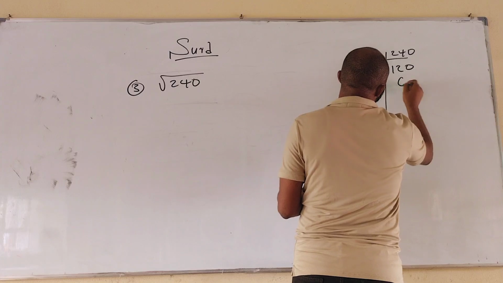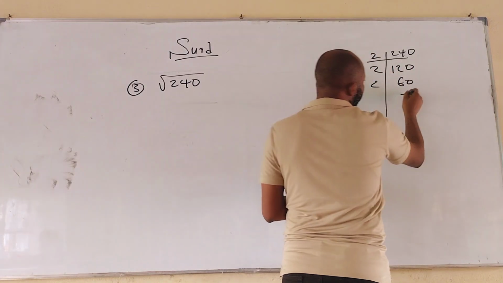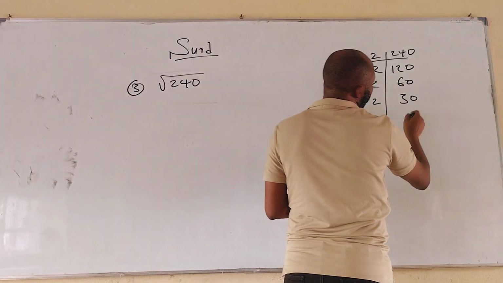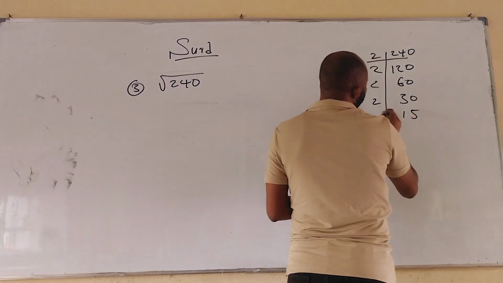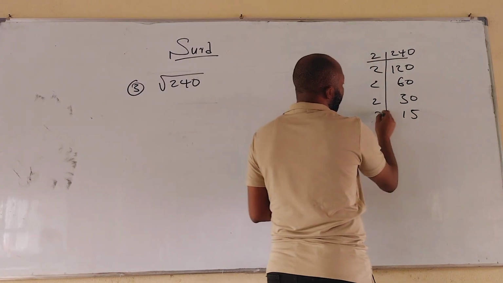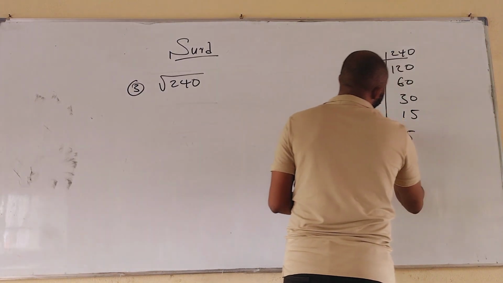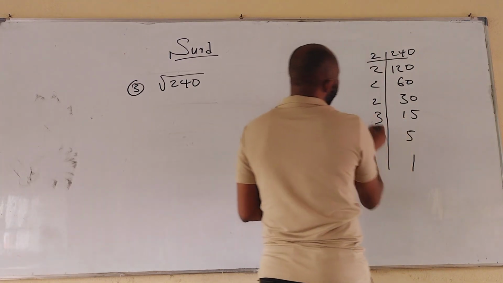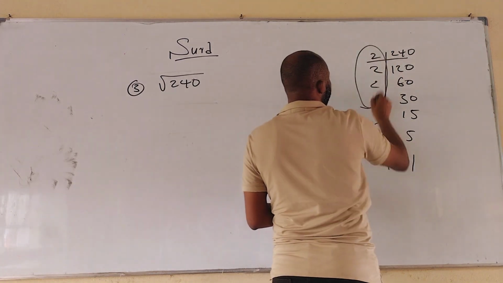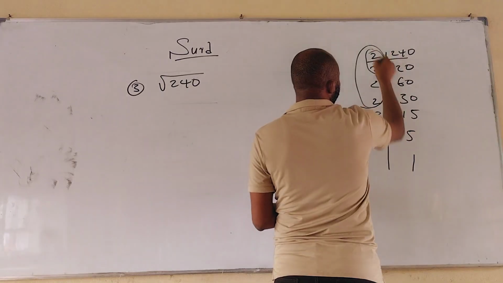2 go here now will give us 60. 2 go there again will give us 30. 2 go here again will give us 15. So 2 cannot go again. 3 go here will give us 5. And 5 go here will give us 1. But I know that these numbers, 2 times 2 will give me a perfect square, times 2 again will give me a perfect square.